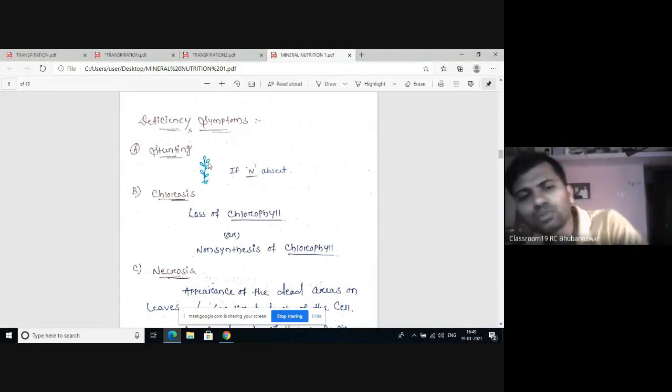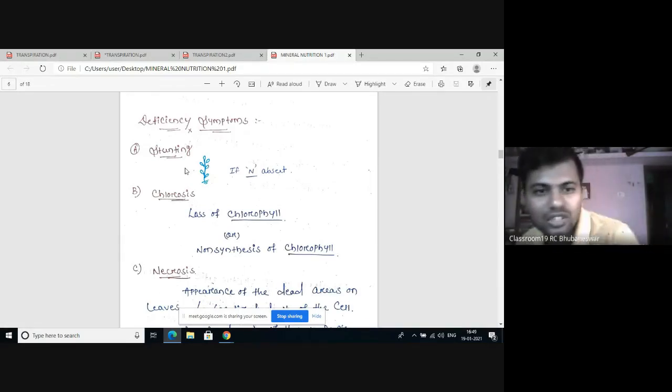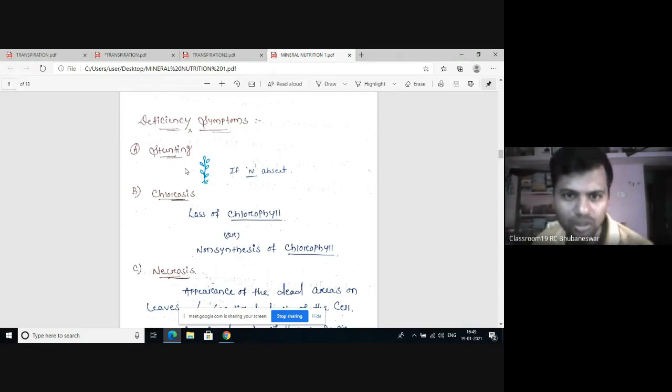Now see, what are the main symptoms if there is a mineral deficiency in the plant? One is stunting. Stunting means not better growth, not luxurious growth, generally happening due to nitrogen. Then chlorosis means loss of the chlorophyll. Generally, it happens due to nitrogen and magnesium.